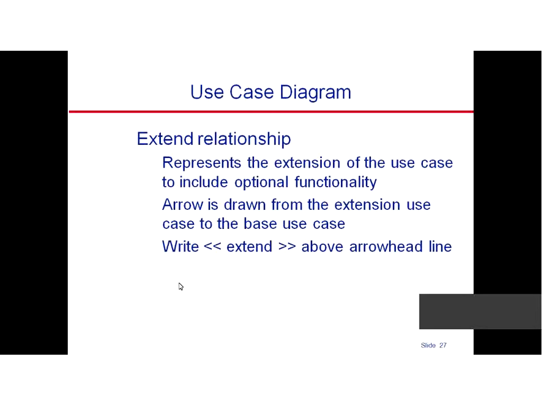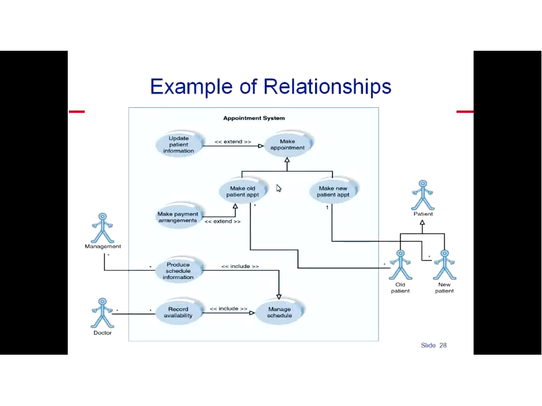Then the extend relationship represents the extension of the use case to include optional functionality. Remember, optional functionality. So if you want to provide some functionality which is optional and which is going to extend the functionality of your use case, then it is called an extend relationship. Now see this diagram. You can make old patient appointment on your own, but if you make patient payment arrangements, it will be an extension to this make old patient appointment.